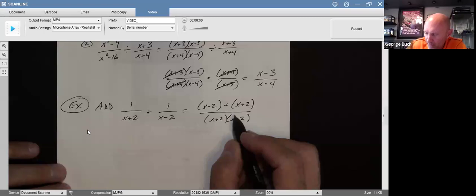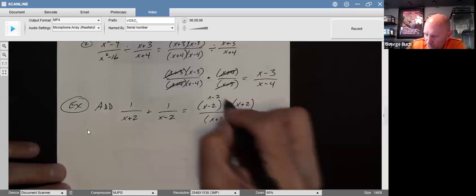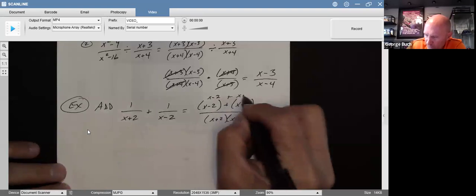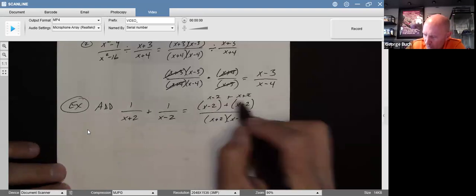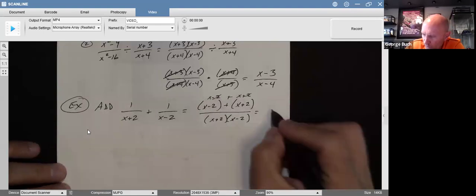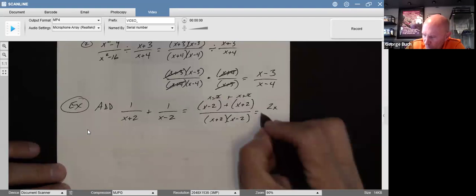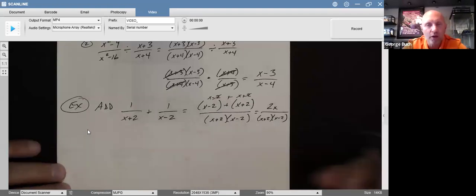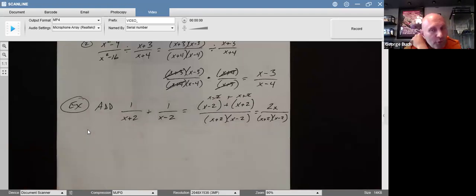So in the top, this is x minus 2 plus x plus 2. So the minus 2 and the plus 2 cancel out. So I'm just left with x plus x, which is 2x, all over this product, x plus 2, x minus 2, and that's it. So nothing will cancel here. Even if I FOIL out, I'm not going to get a 2x by itself. So that's where this one ends. There's no more simplification we can do.